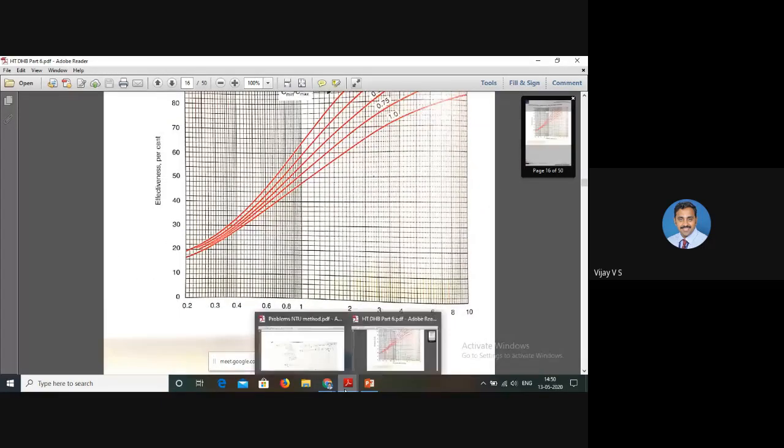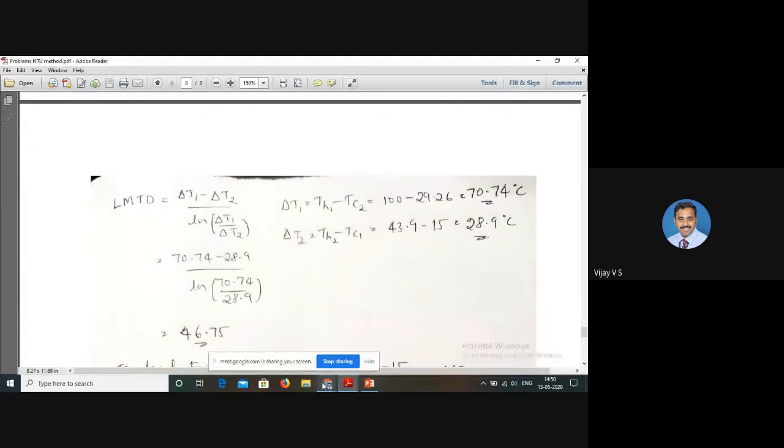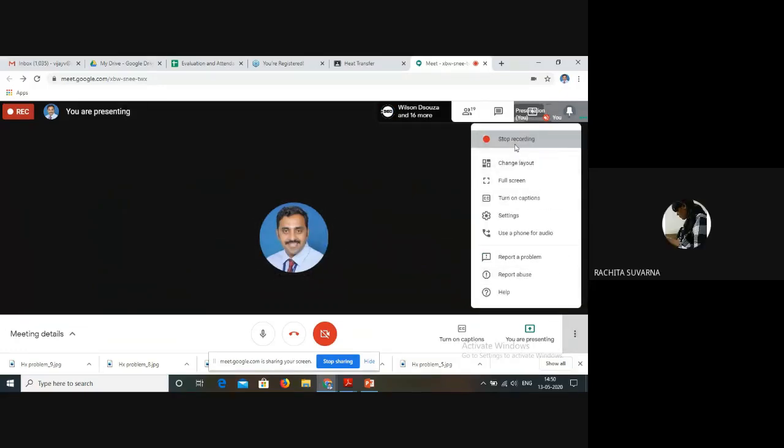Any doubt in this? These are the 4 problems I wanted to solve today, along with the use of the data handbook. Clear? Yes, sir.